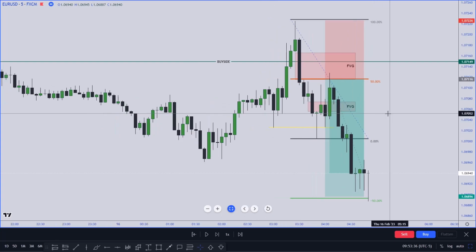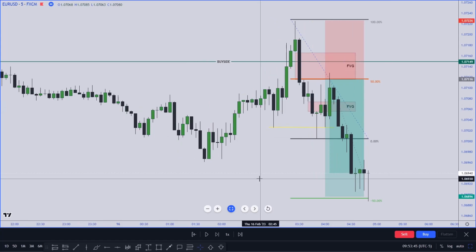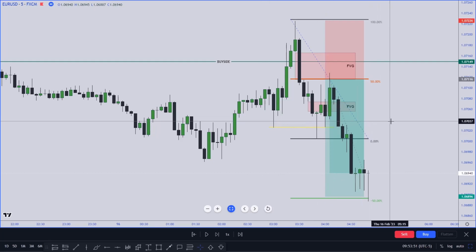So there's an example, guys, of using the fair value gap for short trades, for long trades, and in upcoming lessons I'll look at how it can be used also as a target area, and how to use higher time frame analysis and use fair value gaps too.